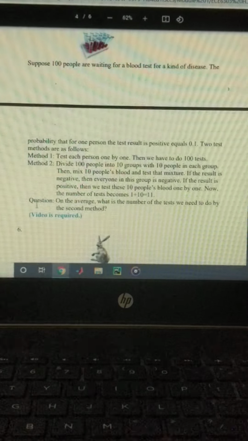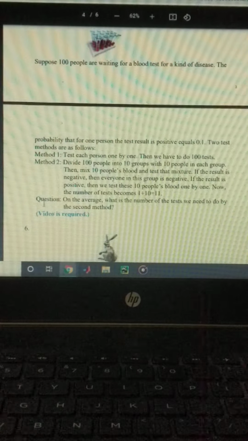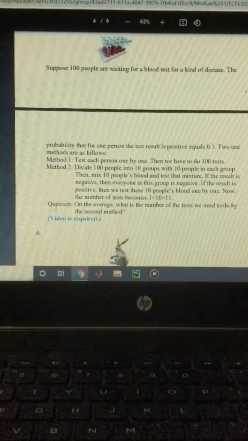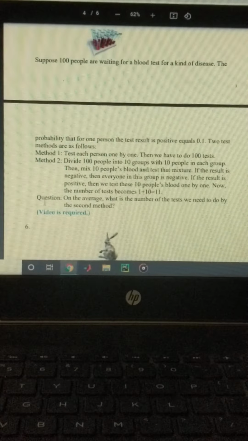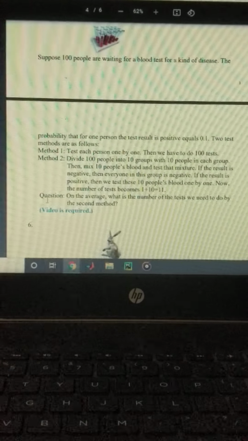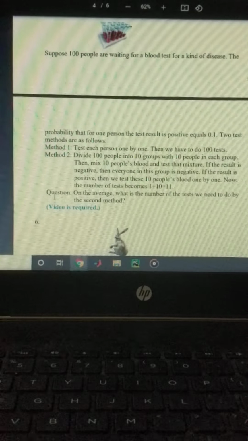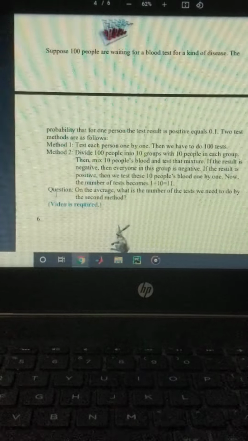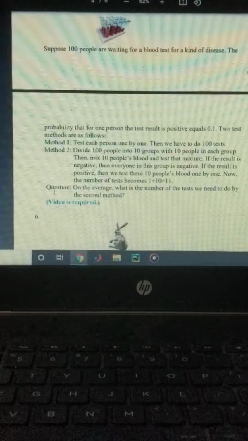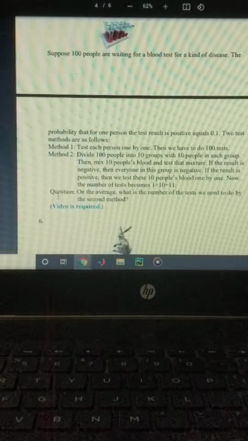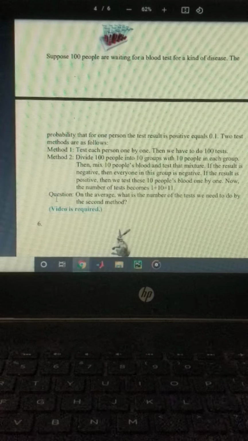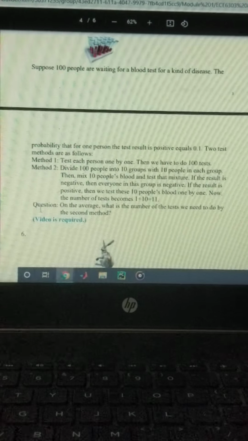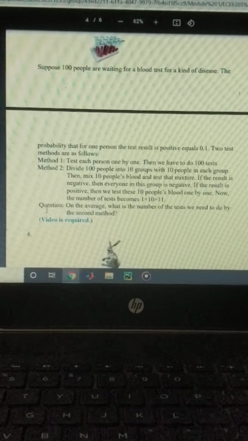So the problem at hand is that 100 people are tested for some sort of a disease, and the test can result in either a positive or a negative. So two ways of testing is done. In the first method, each of the 100 people is tested. So the total number of tests required would be 100. And in the second method, 100 people are divided into 10 groups, and each group has 10 people.